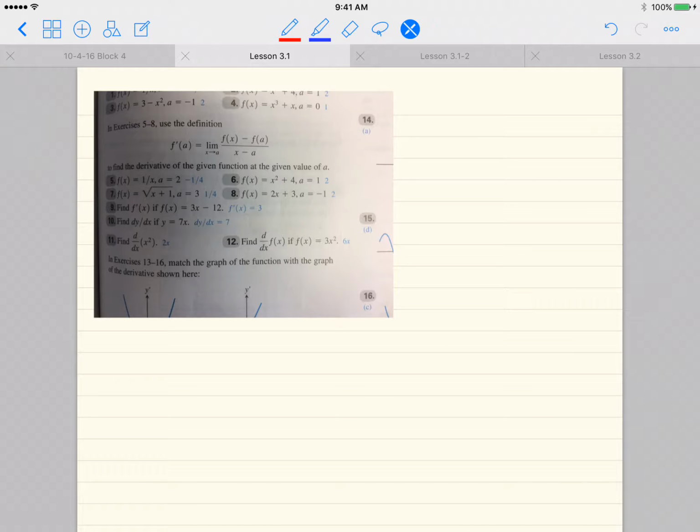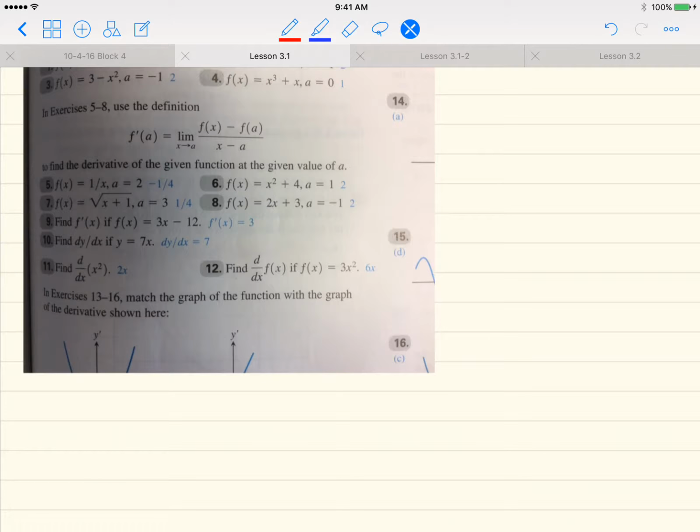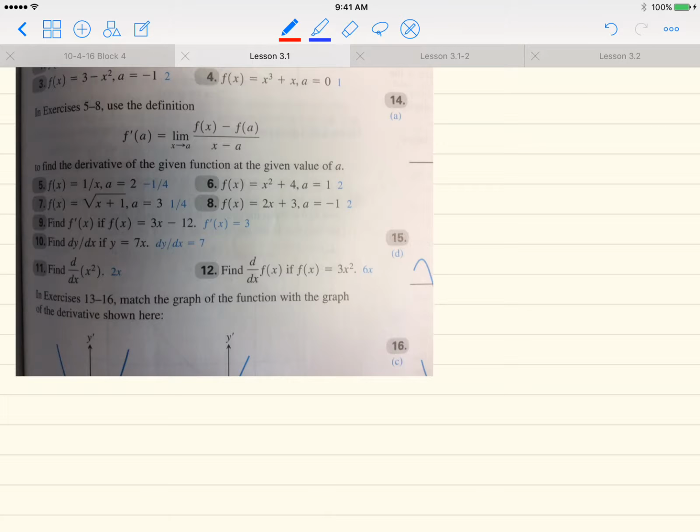Okay, at this time, let's take a look at number 5. Okay, number 5 from your 3.1 homework. Number 5, once again, you're finding the derivative of the function f of x, but using the alternate definition instead of the original definition. So 3.1, number 5, you're given the fact that f of x equals 1 over x. You're concerned with finding the derivative at a is equal to 2 using the alternate definition.